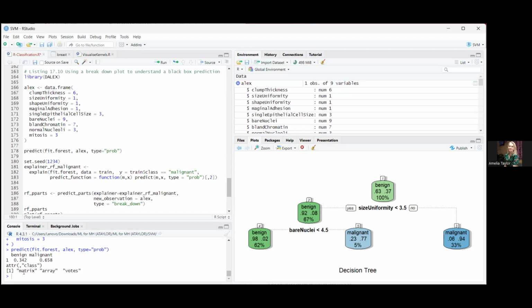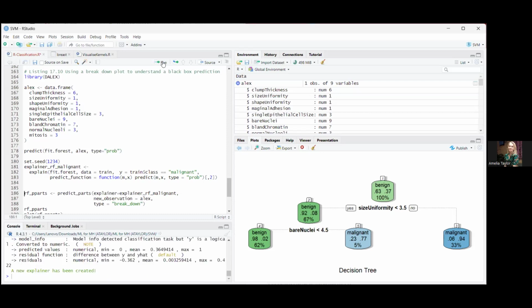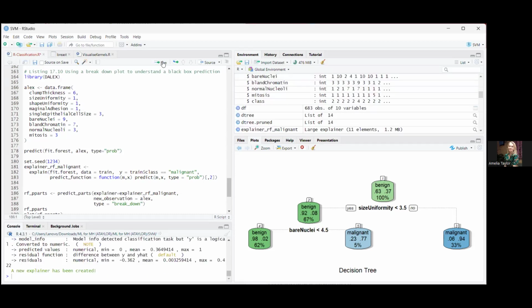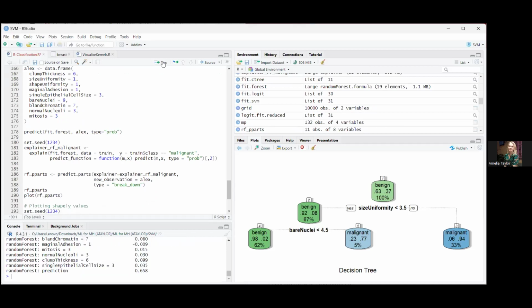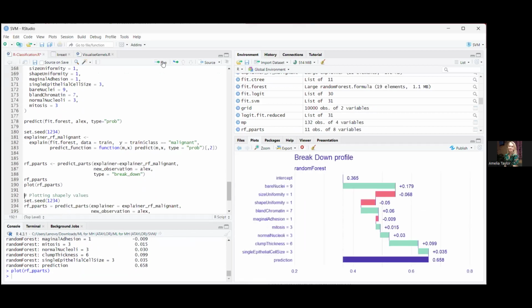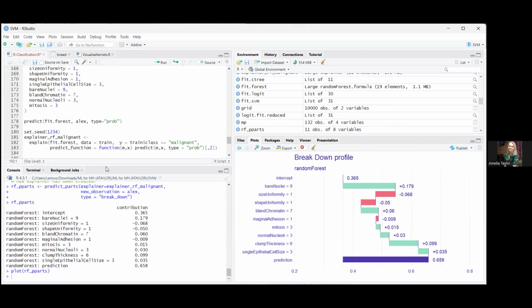So let's run this explainer. To do that, I still have to set my randomness again so that I can replicate these results. And I run an explainer function, and then I plot. Okay, so what do I see here? Well, in the console, you see the actual values that tell you how each of the features contributes to that result that you saw.